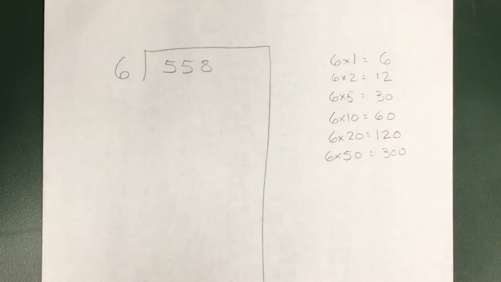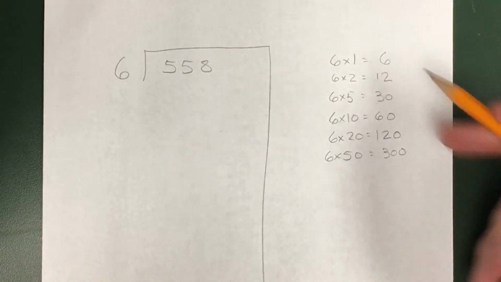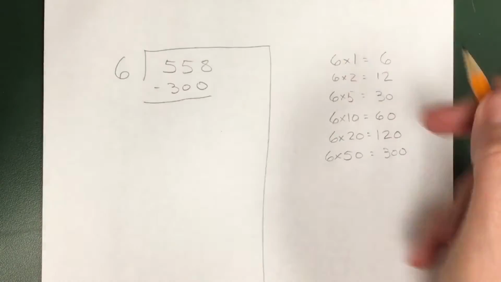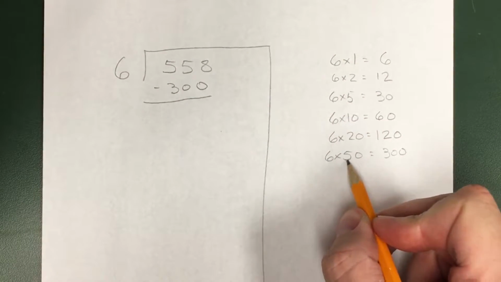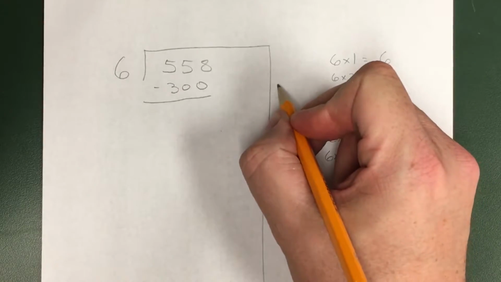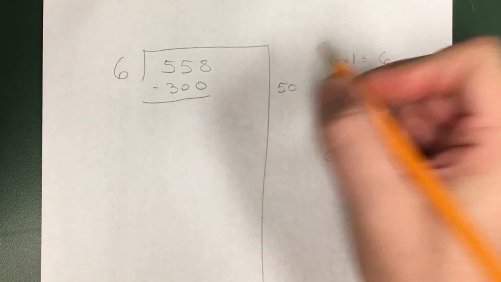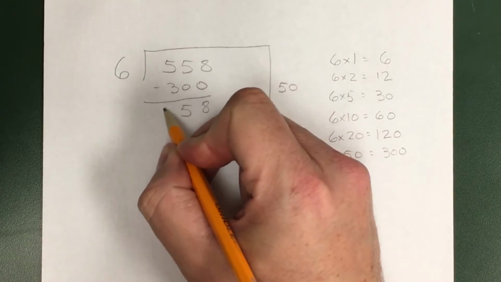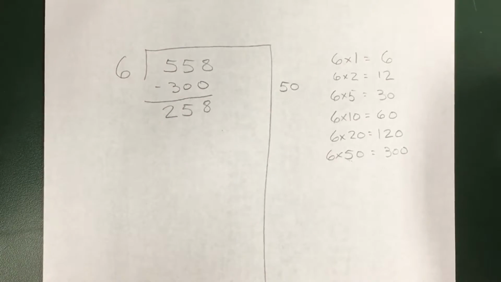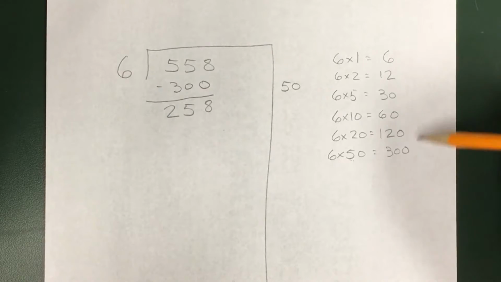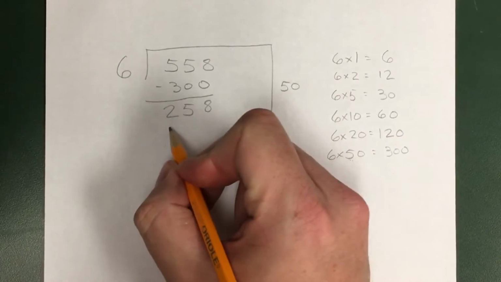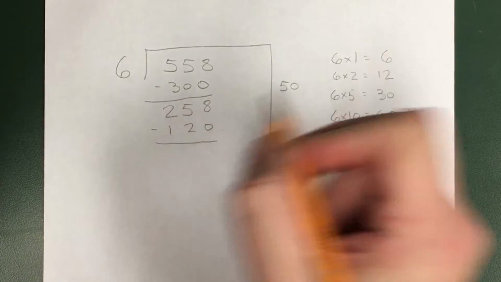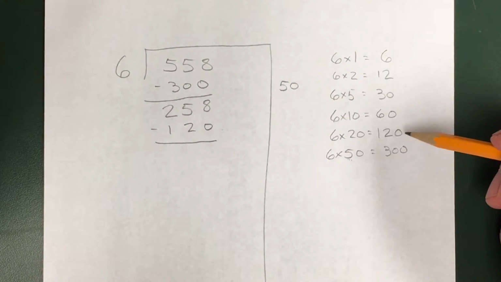So I'm looking to see what is the largest number I have that can go into 558 without being too large. So I can subtract 300 from that. And I had 6 times 50, so I'm writing 50 off to the side. So now I subtract. I get 258. So I'm going to subtract 120 from 258. That's my next largest number I can use.